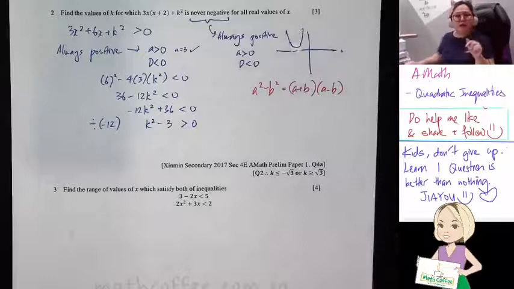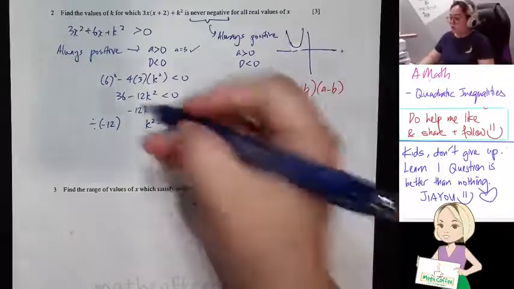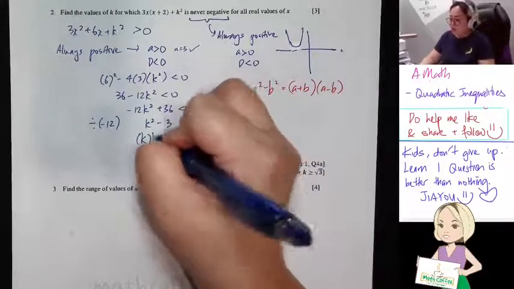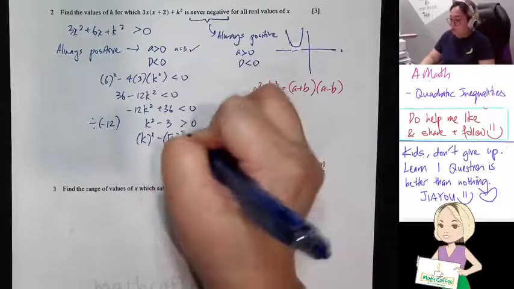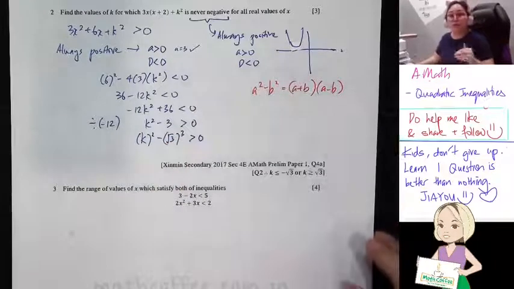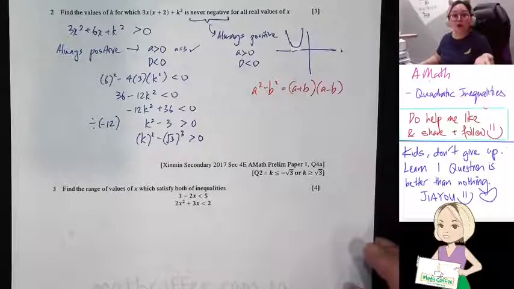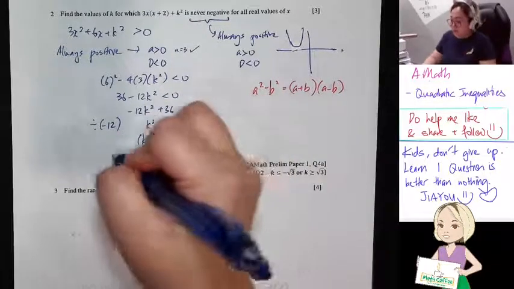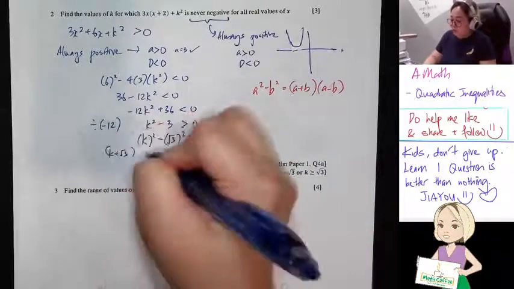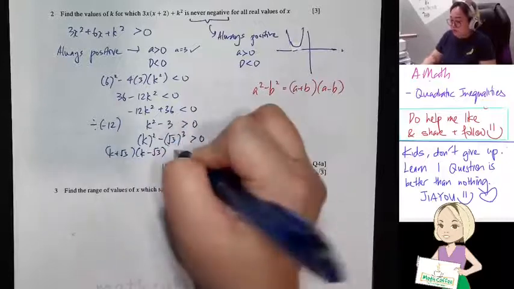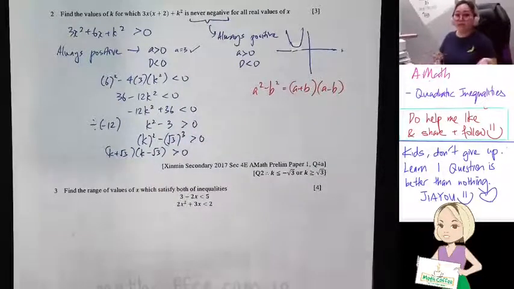But a student asks me, but 3 is not a perfect square. How? Then you can make use of surds. So I will change this to k squared minus square root 3 squared. Because square root 3 squared is 3, agree or not? And this is in the form of a squared minus b squared, right? So it becomes k plus square root 3, k minus square root 3 more than 0. See, I still factorize. It's just that, of course, it's not a nice integer, it's in terms of surds, but it's fine.